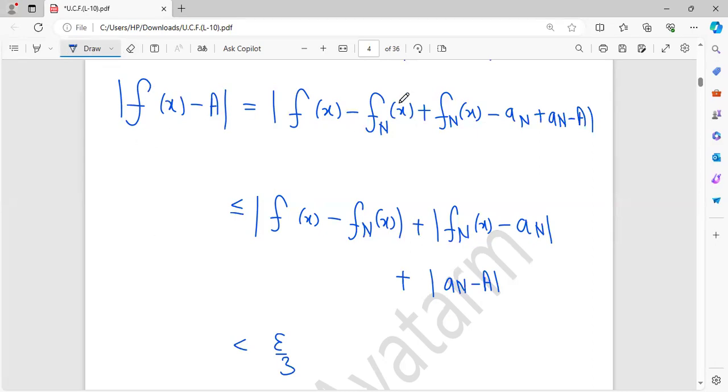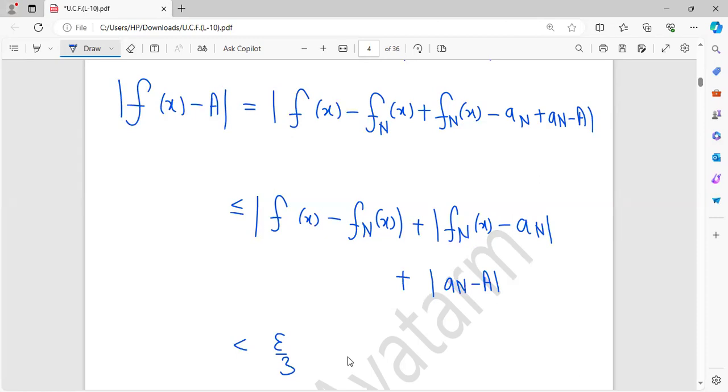So now you add and subtract fn(x) and add and subtract an. So by equation number 2, what do we have? We have this one, because |fn(x) minus f(x)| is less than epsilon for all x belongs to I and n greater than or equal to capital N. So we have taken n equal to N, so it is less than epsilon by 3. So we got epsilon by 3.